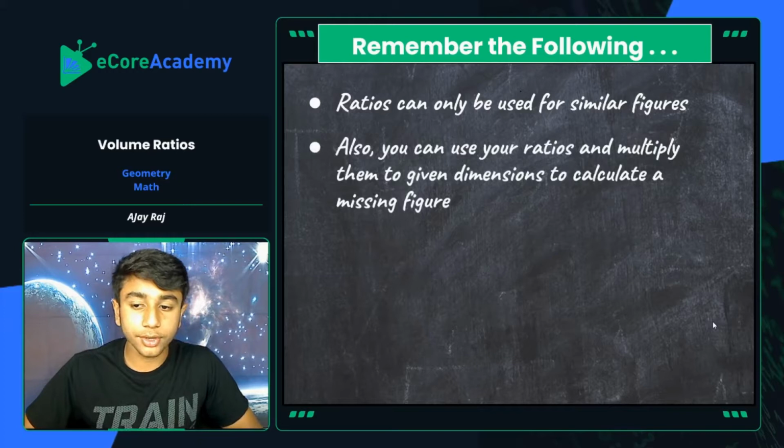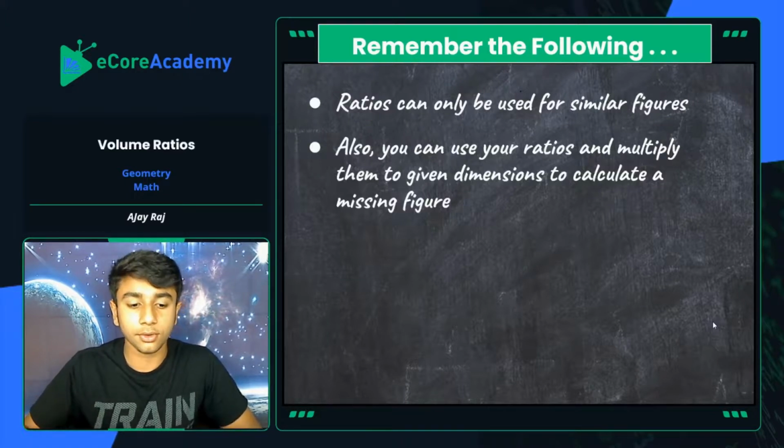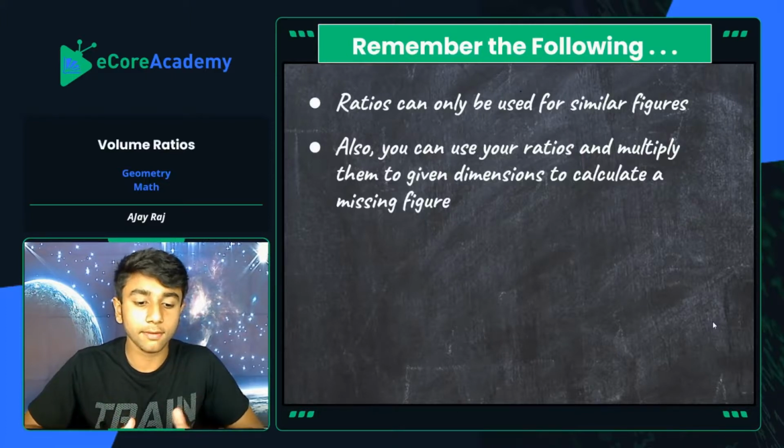And also, you can use your ratios and multiply them to given dimensions, such as your area or your volume or side length, to calculate a missing figure, like I showed you with the volume. If you found the volume of one figure, and you didn't know the volume of your second figure, you can use your volume ratio and multiply it to that given original volume to discover the missing volume.